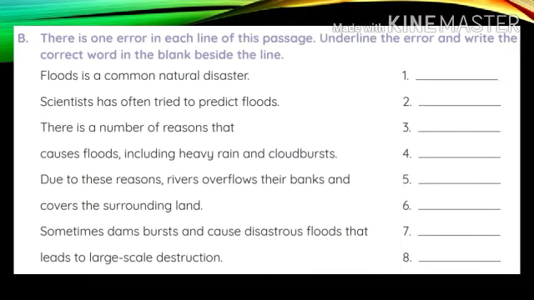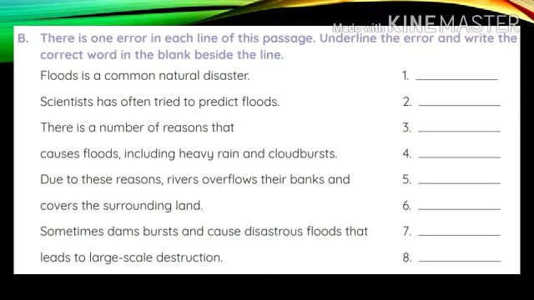Then next one, there is one error in each line of this passage. Underline the error and write the correct word in the blank beside the line. So here we have certain errors in each line, and we need to write what that error is and write it correctly. Floods is a common natural disaster. It is floods are, not is. Floods are a common natural disaster.